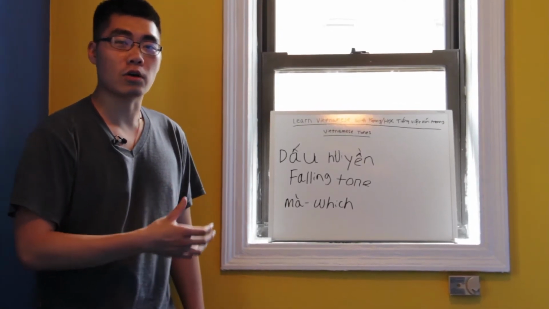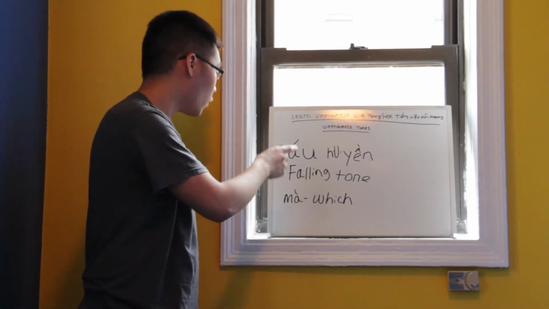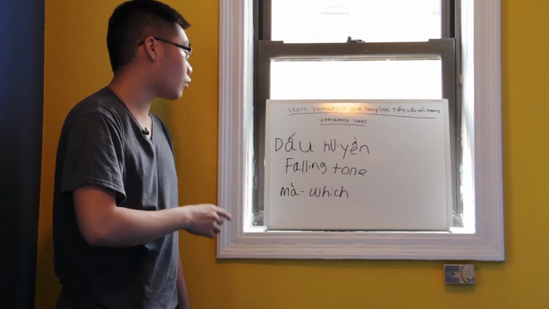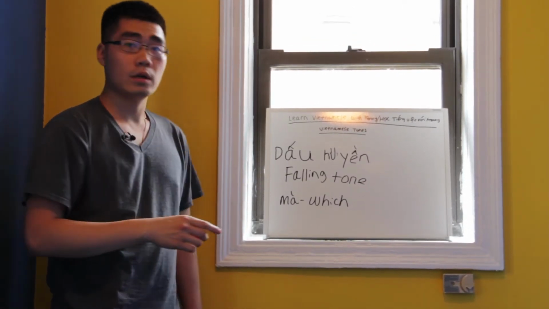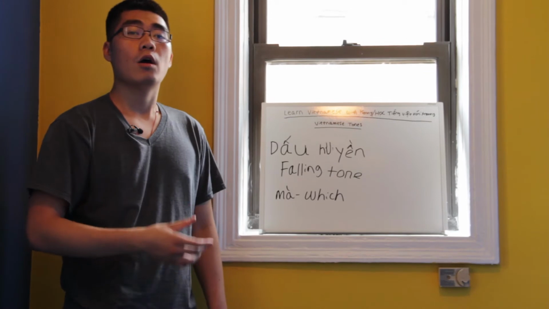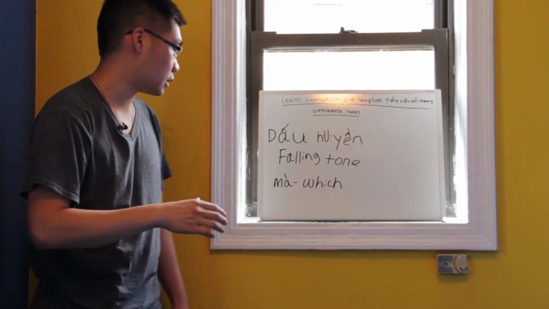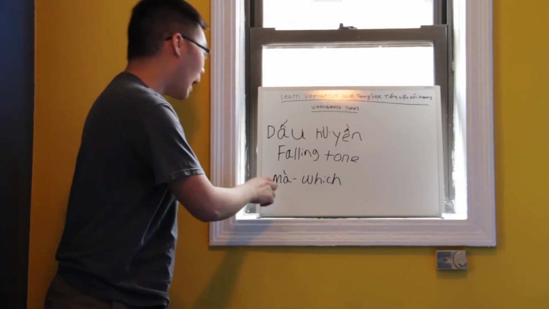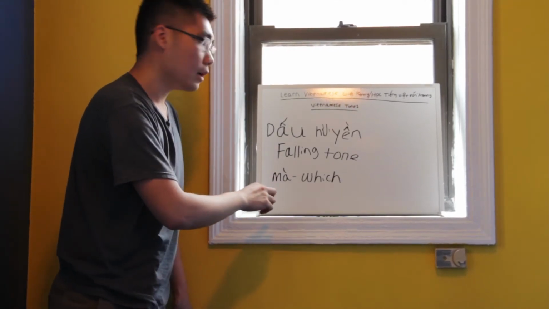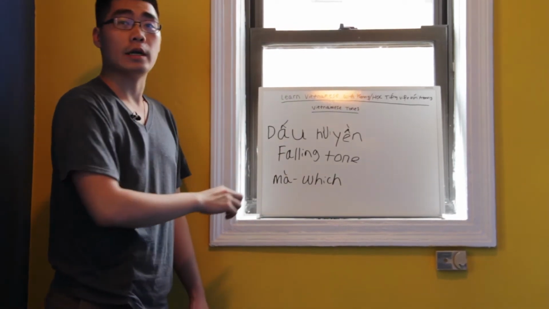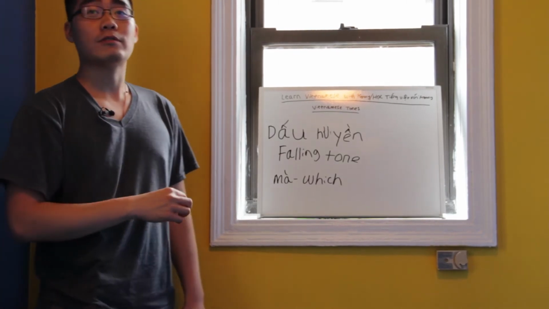Excellent. The next tone we have is called dấu huyền. In English, it simply translates to the falling tone. In order to pronounce this tone correctly, all one has to do is just lower their voice a little bit. Just lower their voice. For example, mà, and that means witch in English. That's all you have to do.